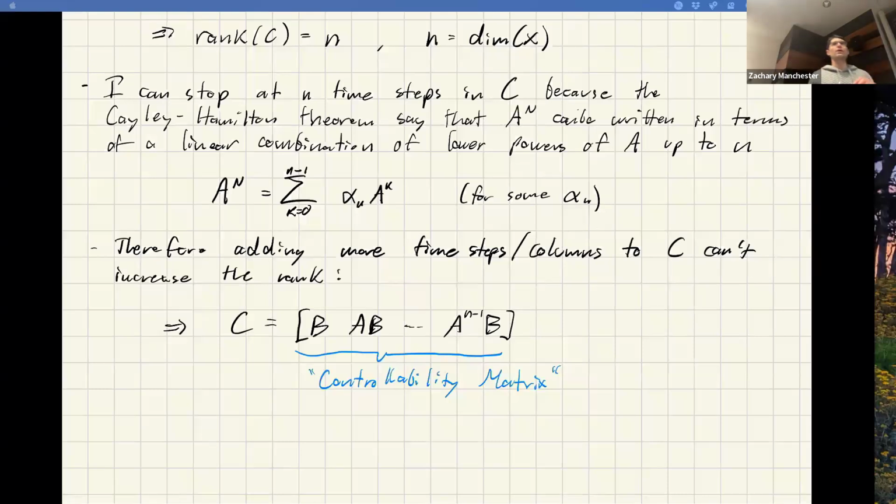There's a related concept, by the way, called the controllability index of a system, which is how many time steps it takes to hit the whole state and be fully controllable. So, okay. Any questions about this stuff?